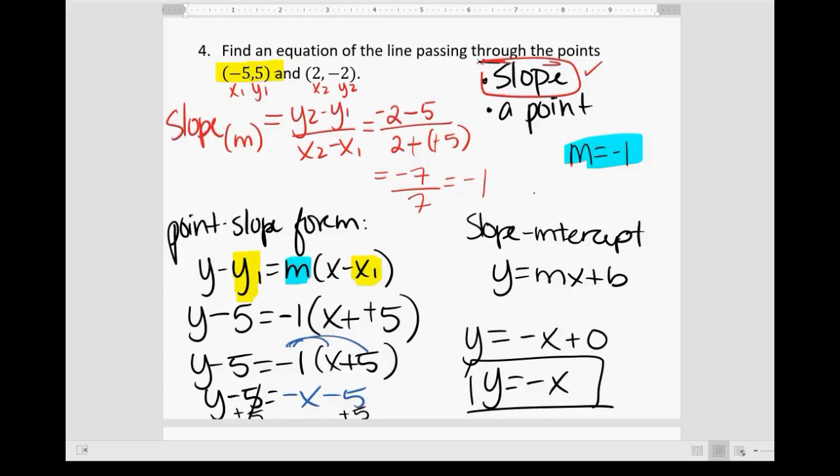So you do need to remember slope-intercept form. You do need to remember point-slope form. Okay? And you do need to remember the formula to find the slope given 2 points. Okay? Alright.